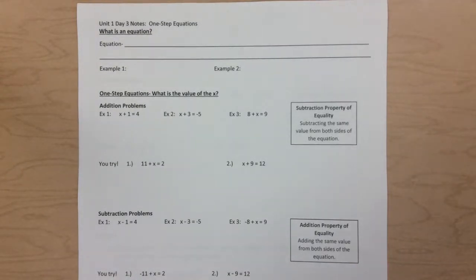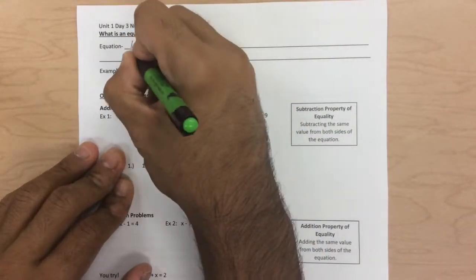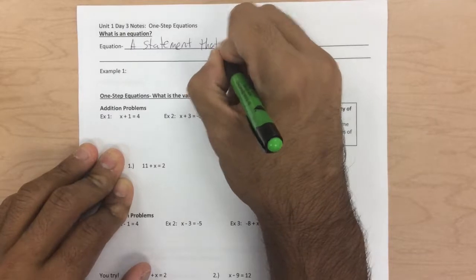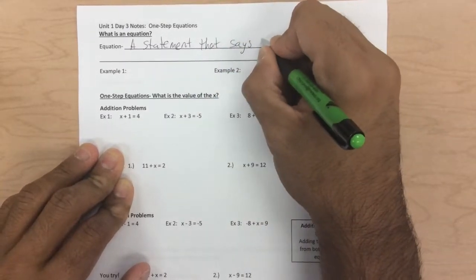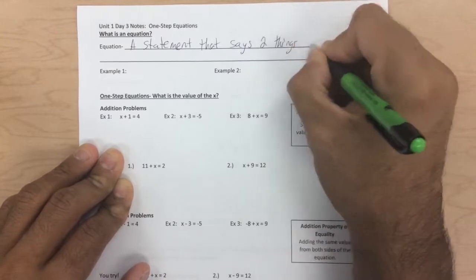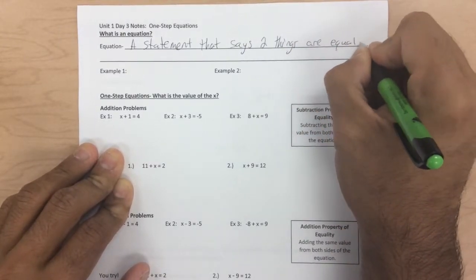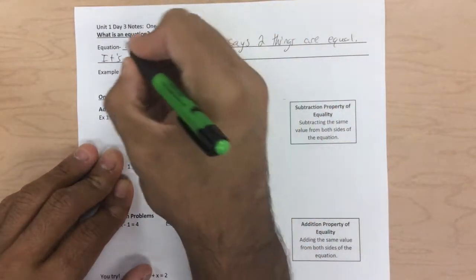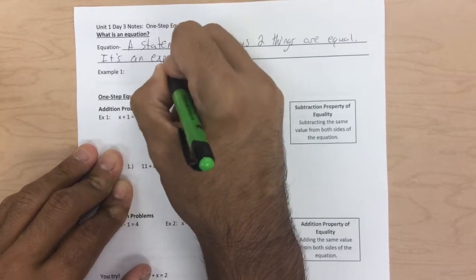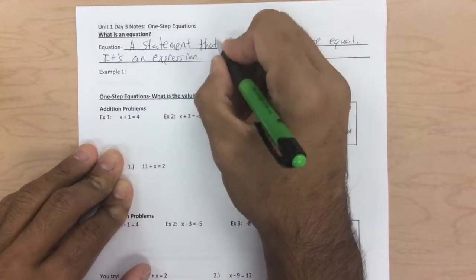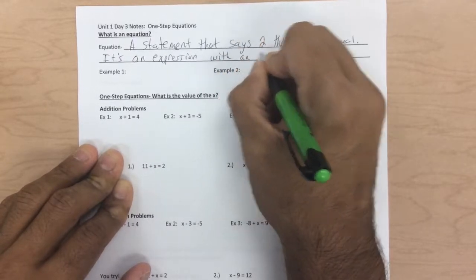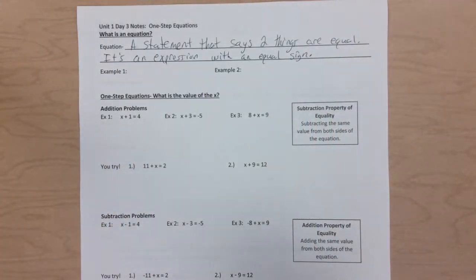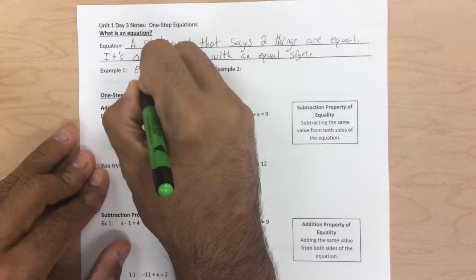What is an equation? An equation is basically a statement that says two things are equal. It's basically an expression with an equal sign. Okay, so what is an example of an equation?